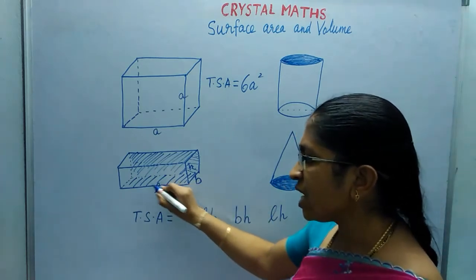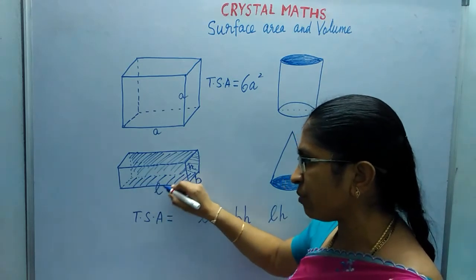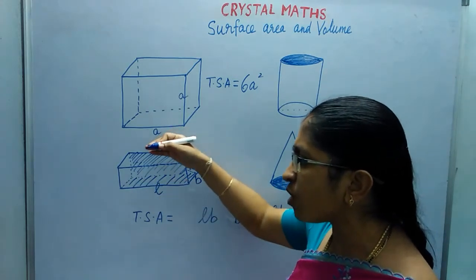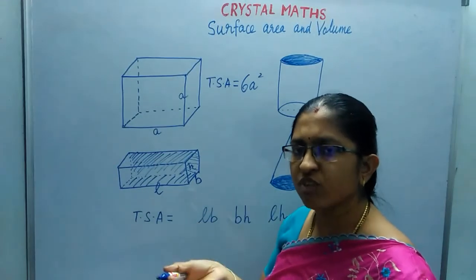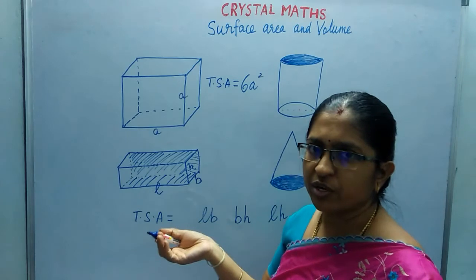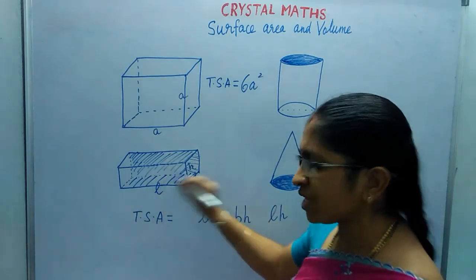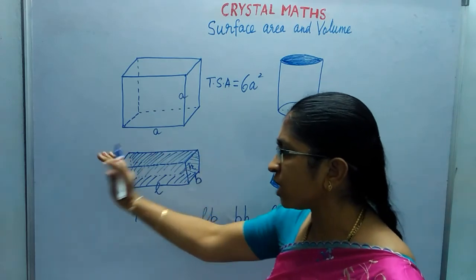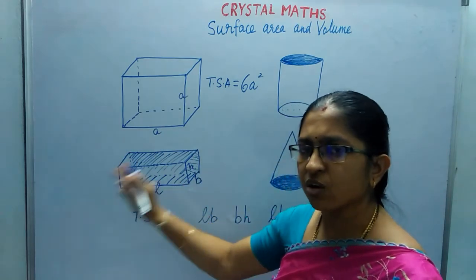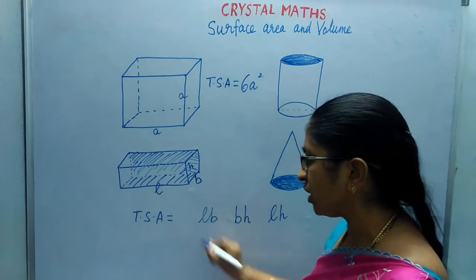The reason is, the base area is LB, so definitely the top will also be LB, because top and bottom in a cuboid have the same measurement. So that will be 2 times LB. In the same way, B into H: the opposite side will also have the same area, so 2 times BH.